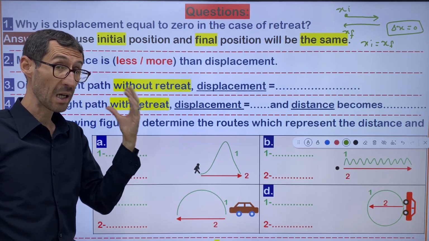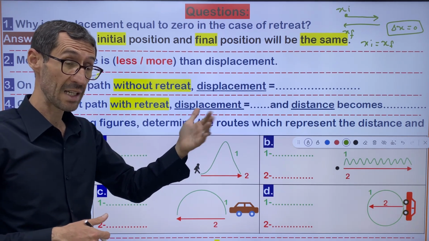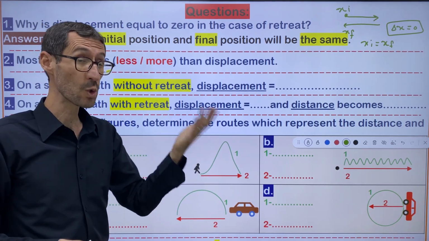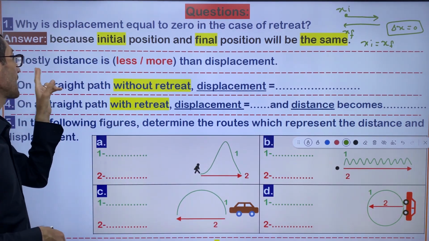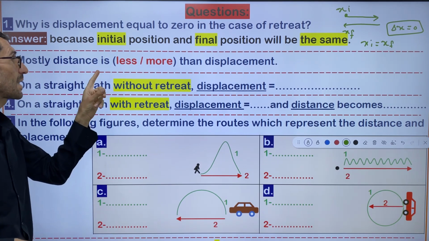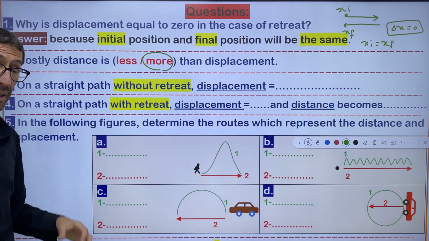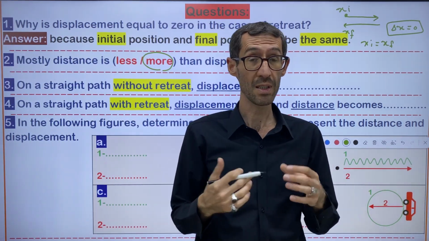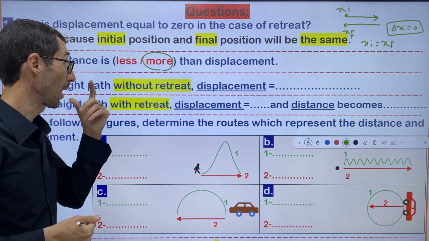Displacement sometimes becomes zero, right? Especially in the case of retreat. But distance becomes twice. That's why, let's say, distance mostly is more than displacement, right? You cannot say always, mostly. Mostly distance is more than displacement.